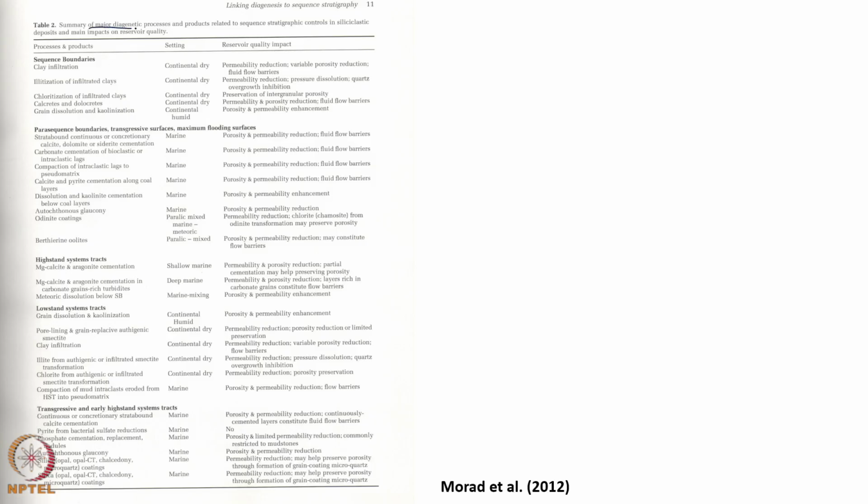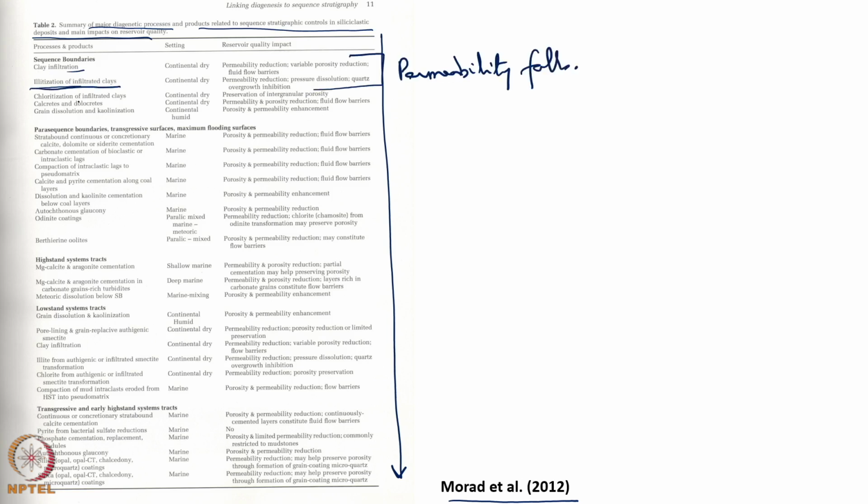The major diagenetic processes and products related to sequence stratigraphy in the siliciclastic deposits have been tabulated here by Morad et al. 2012. Whenever in the sequence stratigraphic framework there is clay infiltration, or clay is transformed to illitization, in these two cases permeability falls. If the infiltrated clay becomes chlorite, in that case the porosity is preserved. In any case of grain dissolution and kaolinitization, porosity and permeability increase.